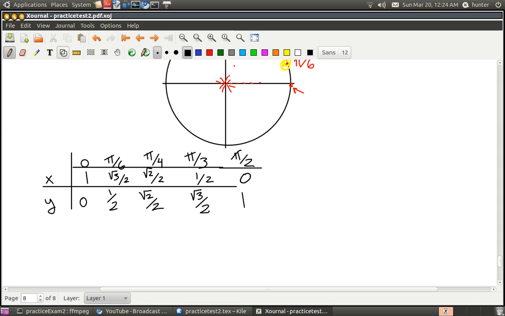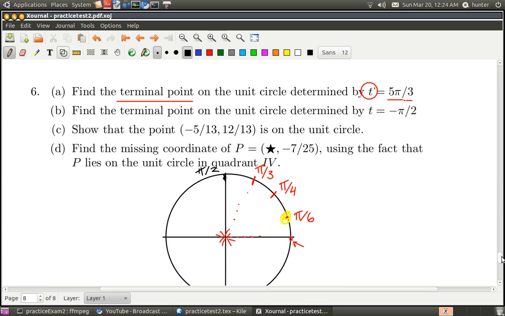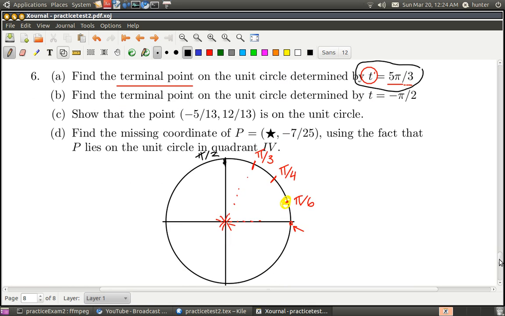and 0. So now if I wanted to find the terminal point for any of these familiar angles that I've written, I could just read it off this chart. So pi over 6 is going to be the point x equals square root of 3 over 2 and y equals 1/2. Now I want to do that same thing for this thing, t equals 5 pi over 3, which seems like it's going to be really hard, but it's not going to be. So how do we find that?